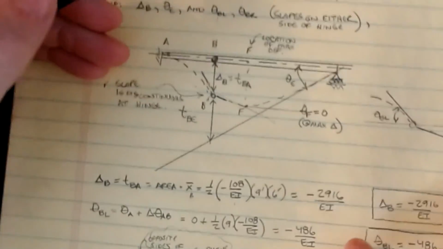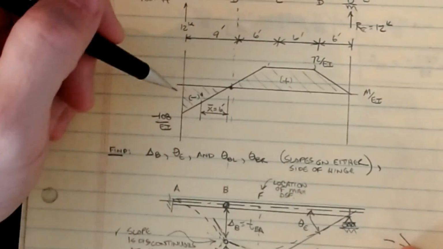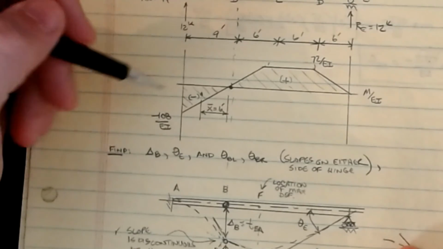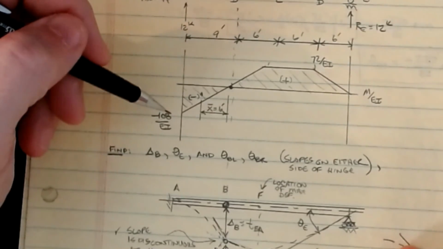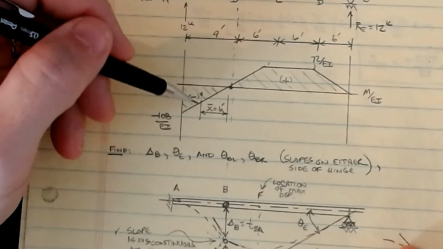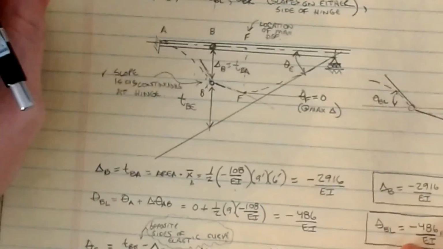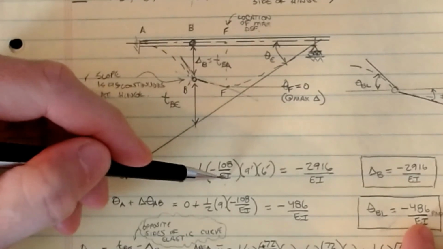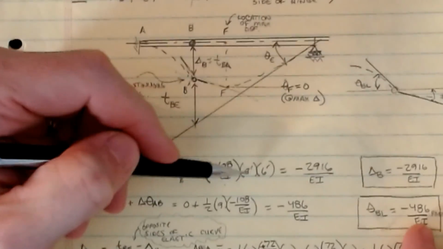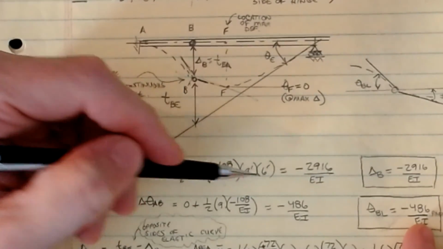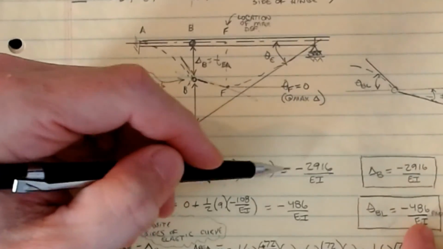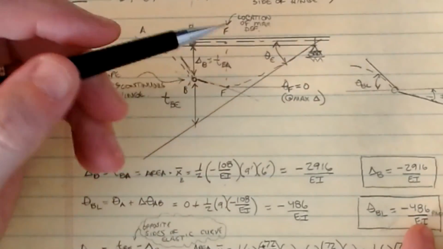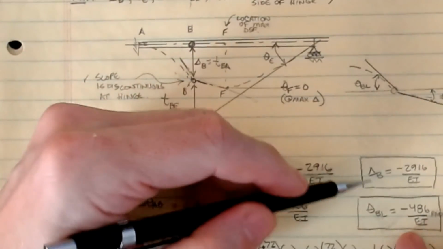If we look at our moment diagram that we have here, it's simply this area multiplied by its moment arm. So it's 1/2 of minus 108 times 9 feet, and then multiplied by 6 feet, and that's everything that you see here. Here's the area, 1/2 minus 108 over EI times 9, and then the moment arm to location B is 6 feet. This value is minus 2,916 over EI, and that's the displacement at B.